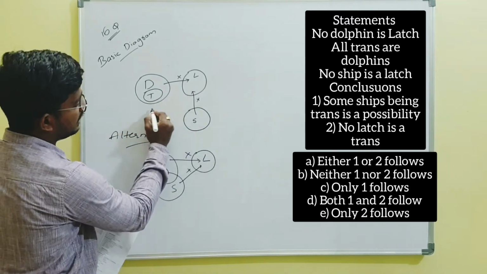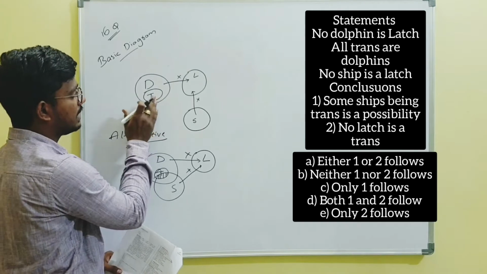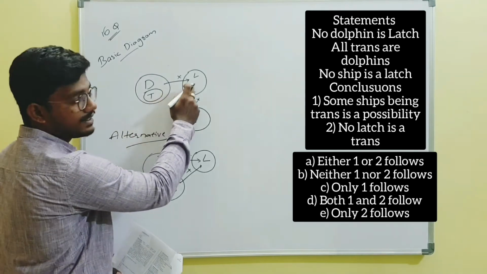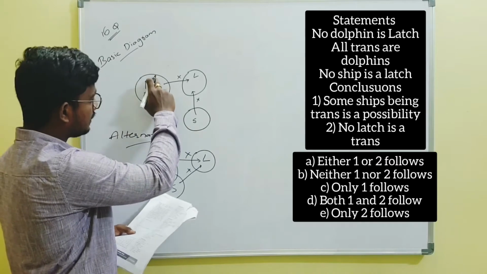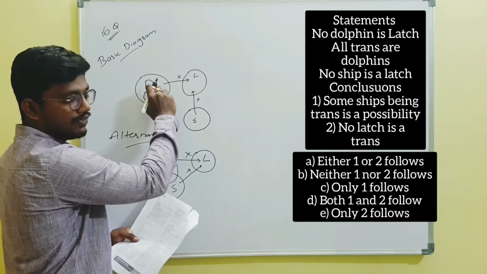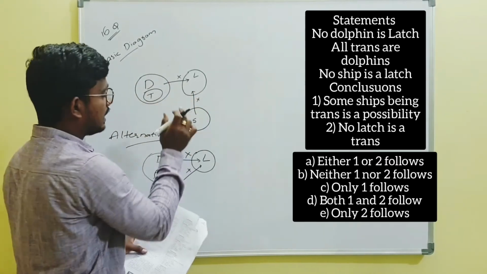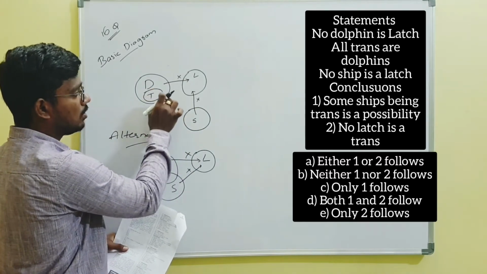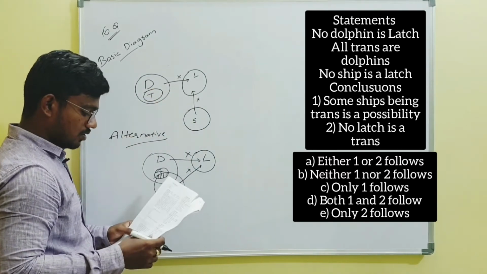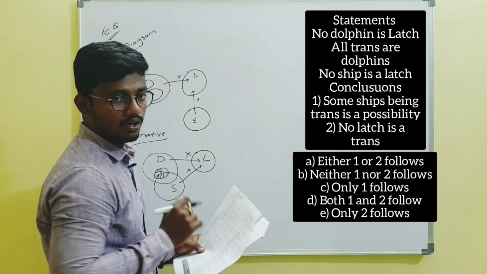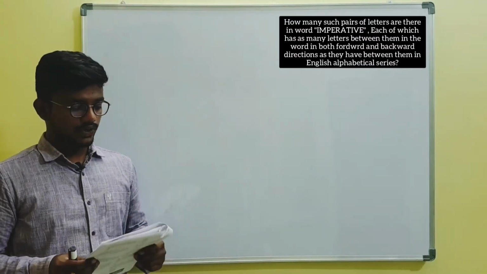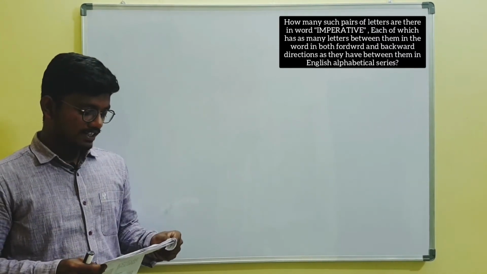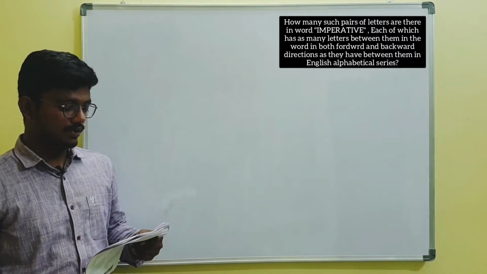See, by observing the basic diagram, we can say that no trans is latch. It is because all trans are dolphins. So as dolphins are not latch, we can directly say that all trans are also not latch. So conclusion 2 does not follow. Only conclusion 1 follows.